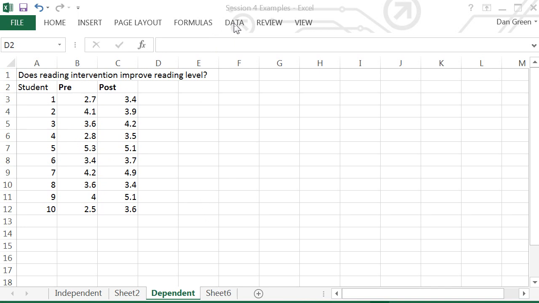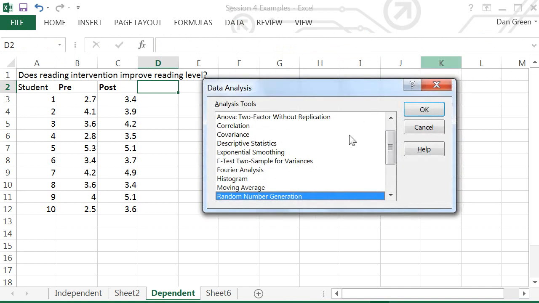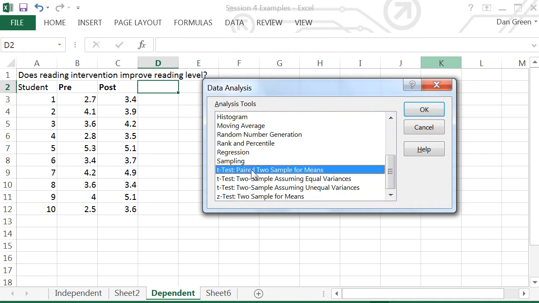Let's go through the same steps that we did for our other tests. On the data tab, we do data analysis, and then we want to do a t-test, but this is paired two-sample for means. If the samples have nothing to do with each other, we'll use two-sample assuming equal variances. That's independent samples. But these are paired. Pre-test and post-test, those are dependent samples.